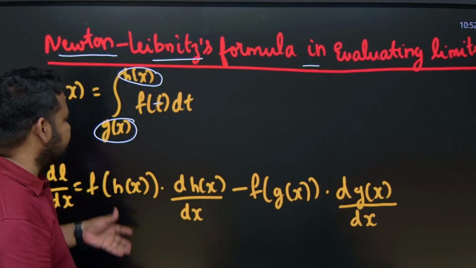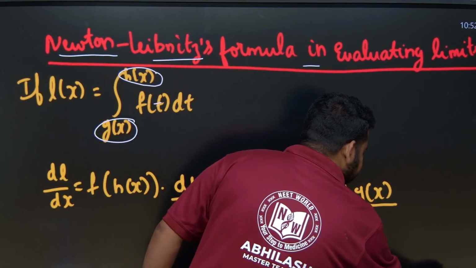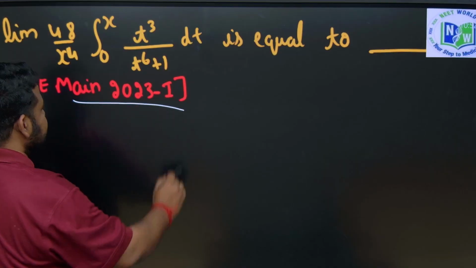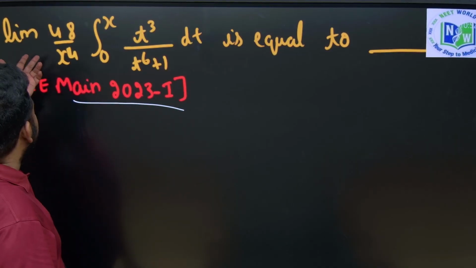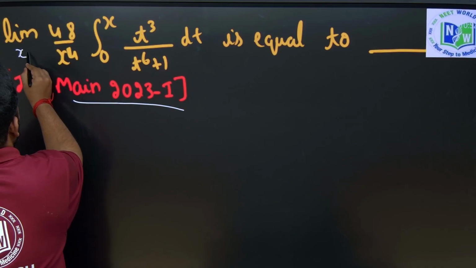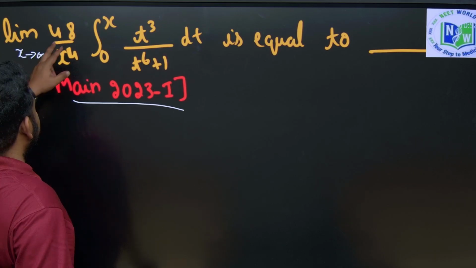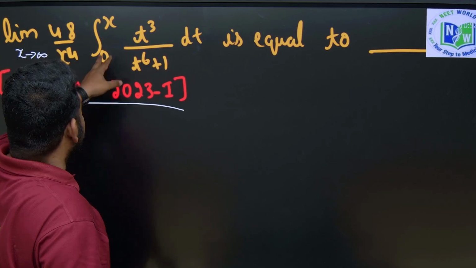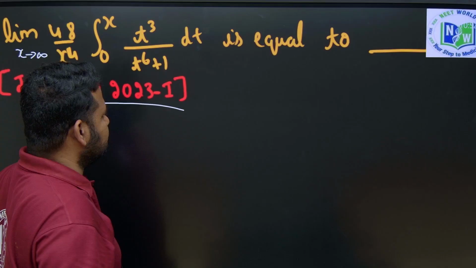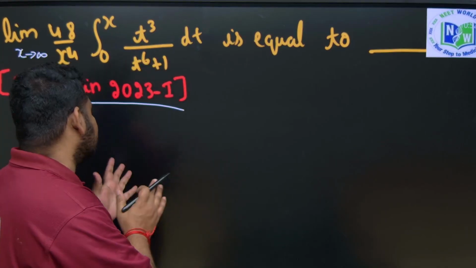So let us see a question based on this so that you understand better. Let us go directly to the question. This was asked in JEE Main 2023. They are telling the limit as x tends to infinity, 48 by x to the power of 4, integral from 0 to x of t cube by t power 6 plus 1 dt is equal to what? This is a numerical value based question. So how to solve this question?